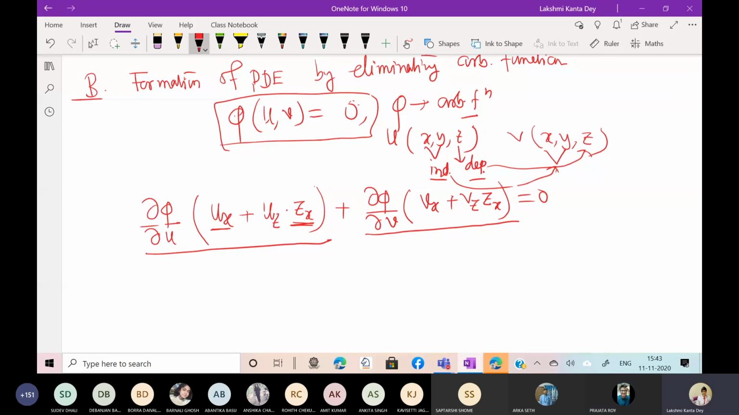Okay. So whatever we can write, if we simplify it, phi u divided by phi v will be minus vx plus p vz by ux plus p uz. Okay, what is your p? p is equal to zx.